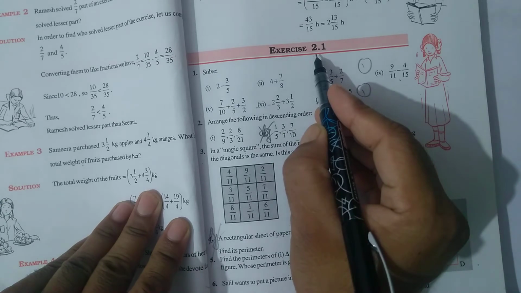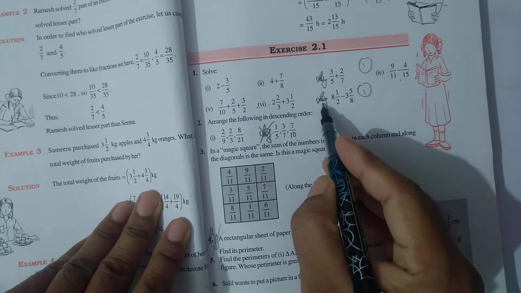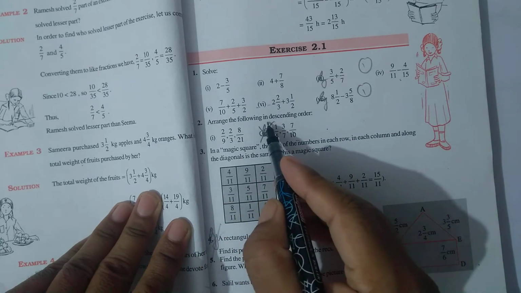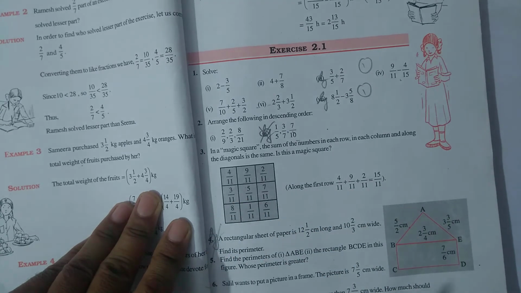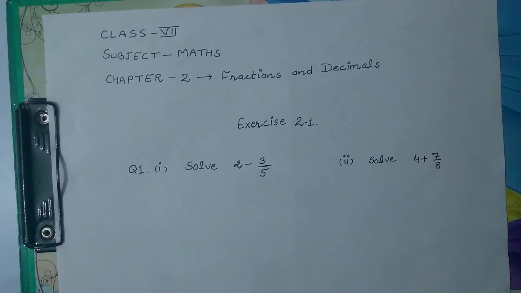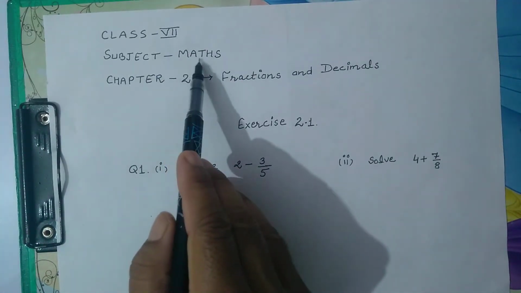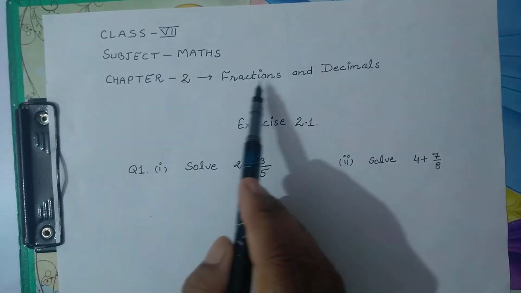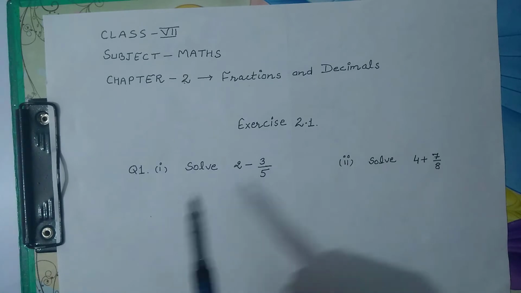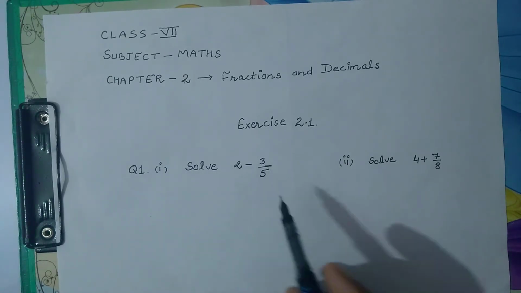Exercise 2.1. Solve 2 minus 3 upon 5. This way we have total 7 parts. Question number 2. Arrange the following in descending order. This way we are going to discuss the questions one by one. I am repeating once again. Class 7, Subject Maths, Chapter 2, Fractions and Decimals, Exercise 2.1. The very first question is solve 2 minus 3 upon 5.